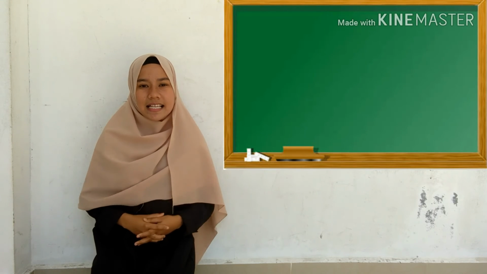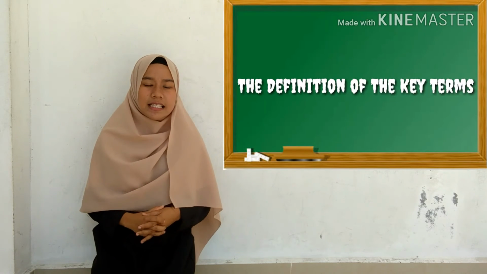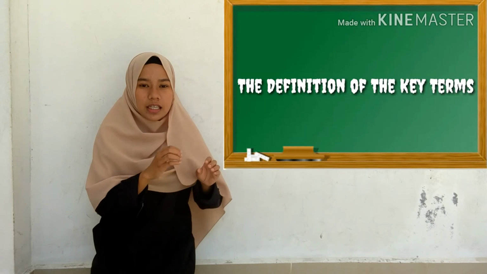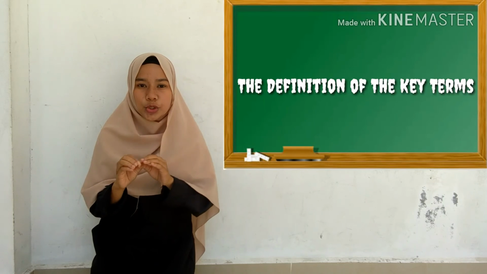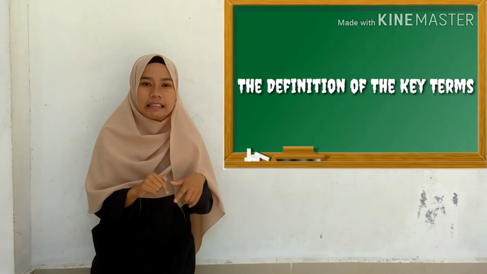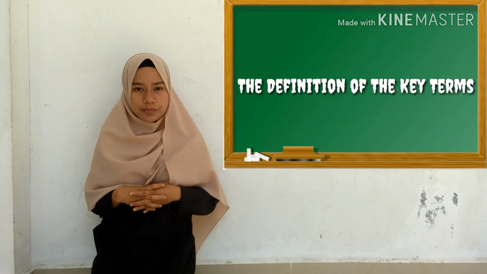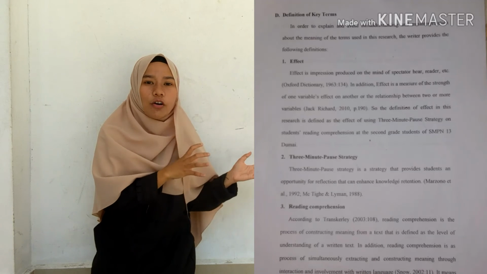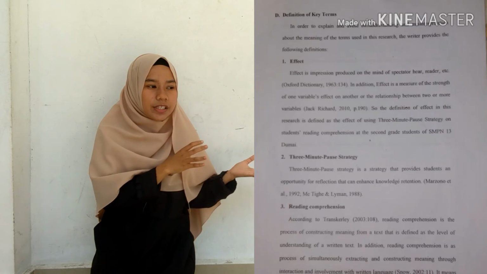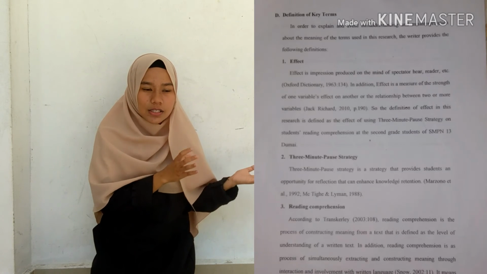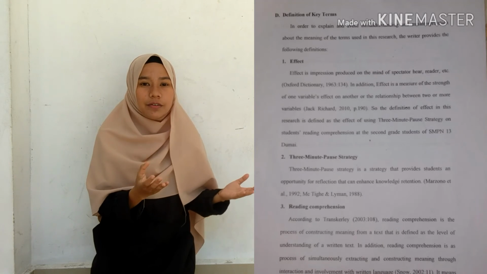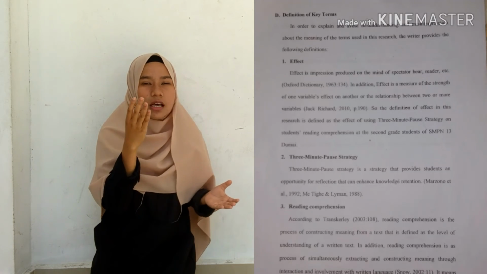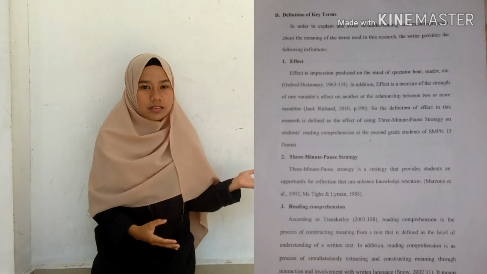And the next is the definition of the key term. This is very important because all the terms we use in the thesis that are related to our title are there in the definition of the key term. You can see in my slide, the first title is the effect of using 3 minute strategy, blah blah blah. So the writer gives more information about the title. You can see in my slide.